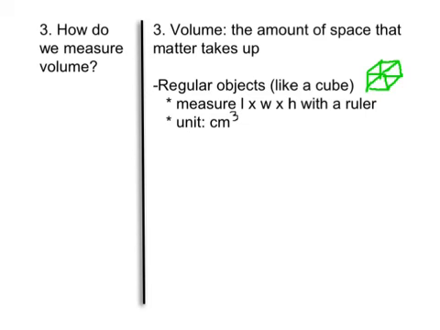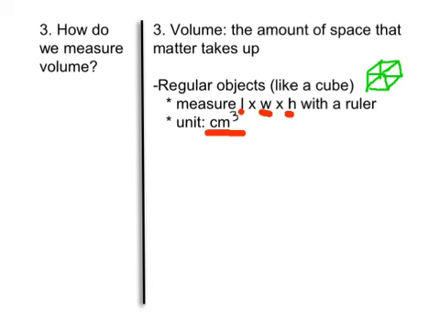Now the unit is going to be in centimeters cubed, okay? Because again, we've got 3 dimensions here, length, width, and height, so we need that cube there, that 3 there, to show that it's more than 1 dimension. All right, so that's how you would find the volume of a regular object.